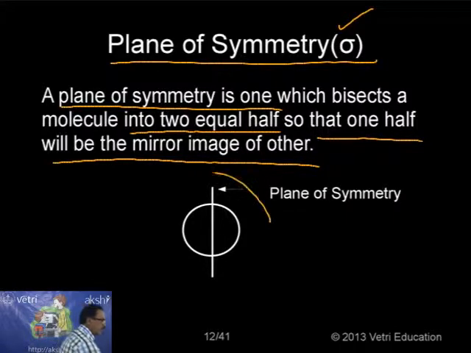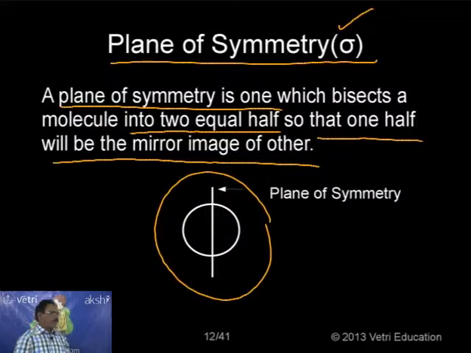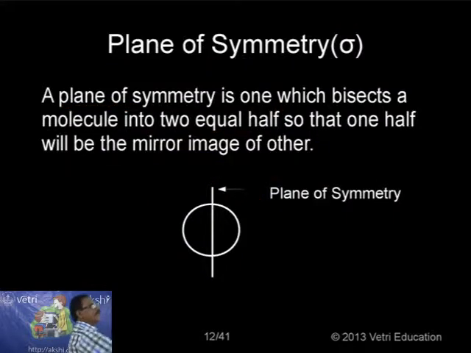Now see the example here on the board. A round circle is given, and the plane is indicated. I am calling this a plane of symmetry because it is bisecting the circle into two equal halves, and one half will be the mirror image of the other. So any plane which bisects a molecule into two equal halves, so that one half is the mirror image of the other, is called a plane of symmetry. This is indicated with sigma.